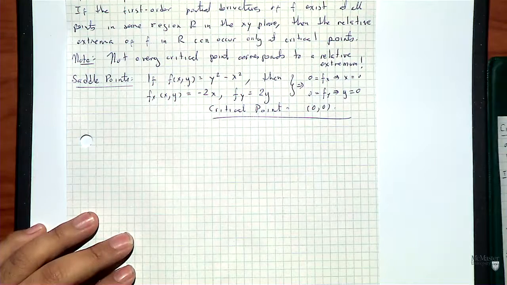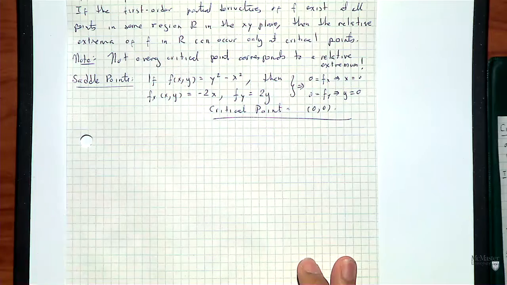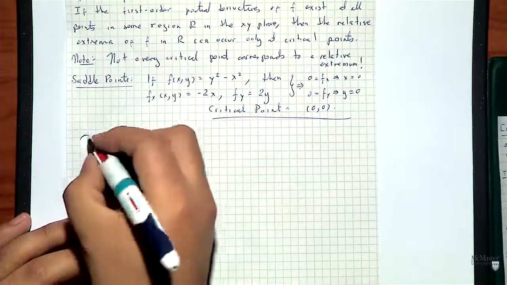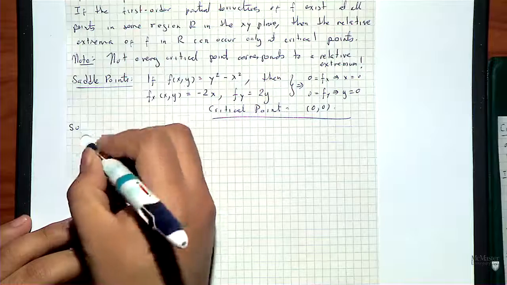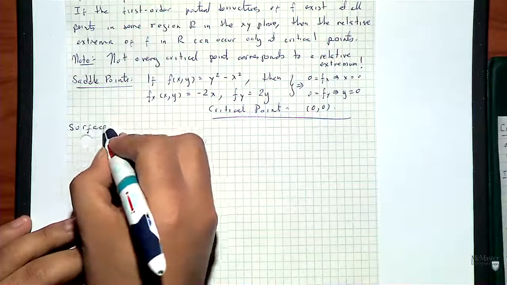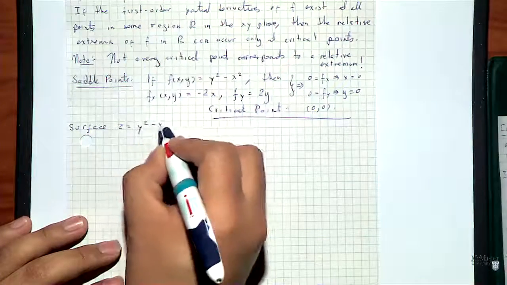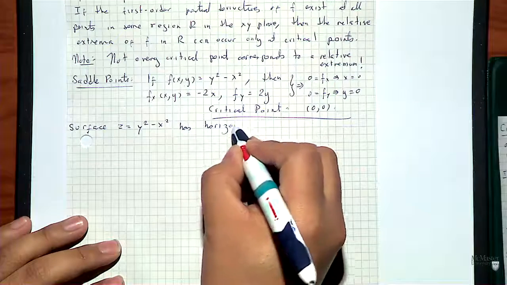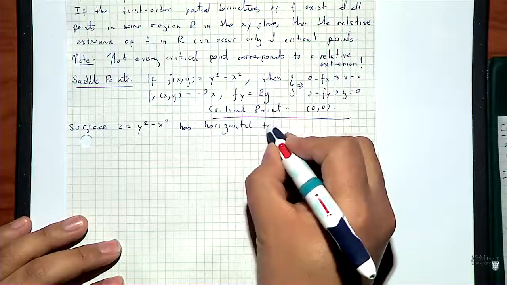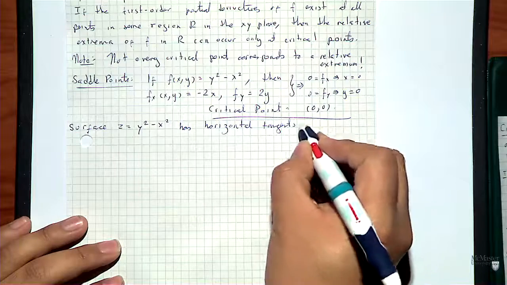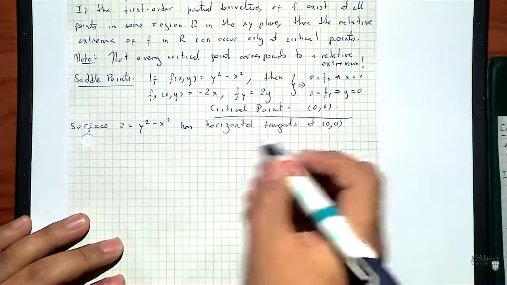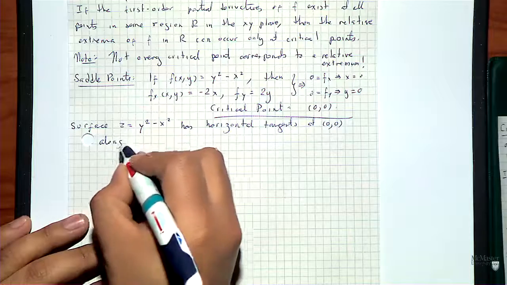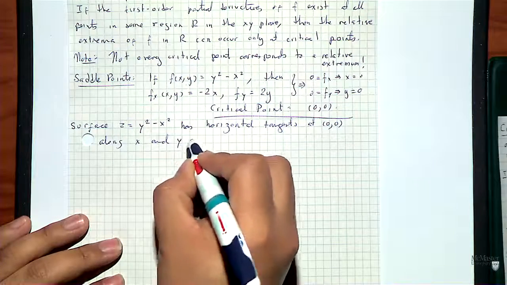So again, think of these two parabolas, and then we will state another fact, which is that the surface, z equal to y squared minus x squared, has horizontal tangents at the origin along the x and the y-axis.